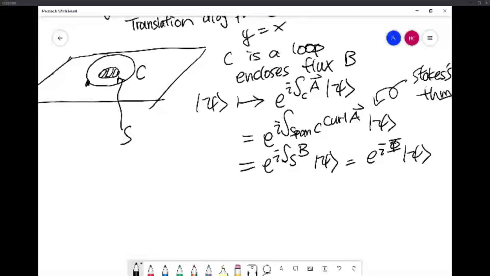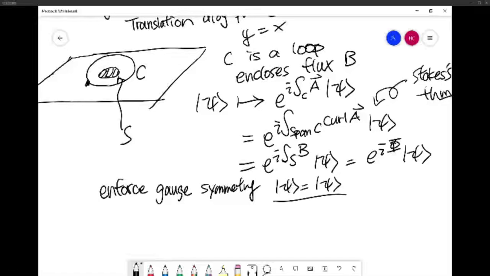So then you think to yourself, okay, fine. If I just want to enforce gauge symmetry, I have the same problem as before. Well, not the problem, but I have the same freedom as previously, right? If I enforce gauge symmetry, then I just have this, right? But that only requires me to have quantized flux. That's all I need to enforce gauge symmetry. So the states stay the same.